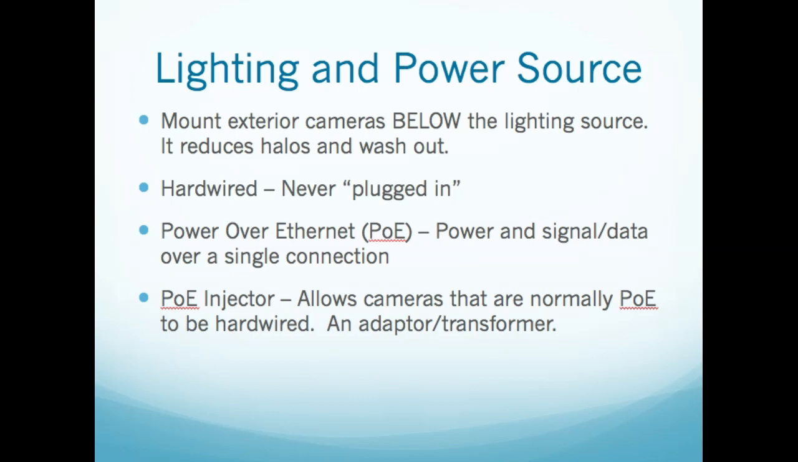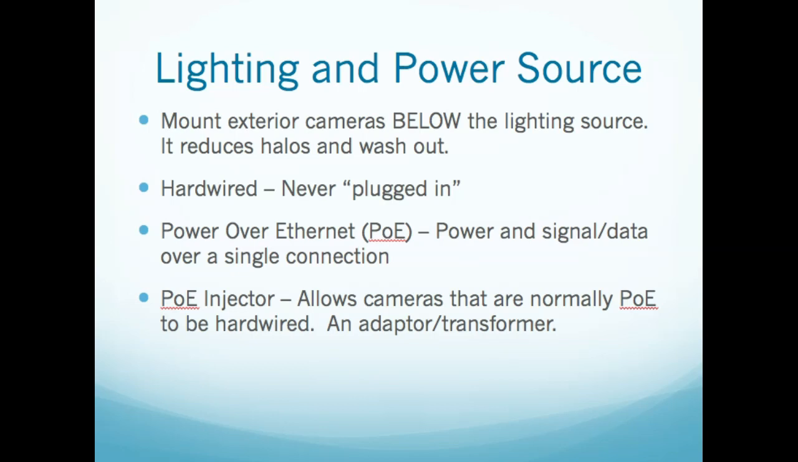When you are mounting cameras outside, and especially when you're mounting them on light poles, right? Because in parking lots, normally cameras are in parking lots for people's safety. Makes perfect sense. You want to mount your exterior cameras below the lighting source. Below the lighting source will reduce the number of halos you get, right? If you're below the lighting source on one lamppost, you normally are low enough to negate some of the halos from the others around it.